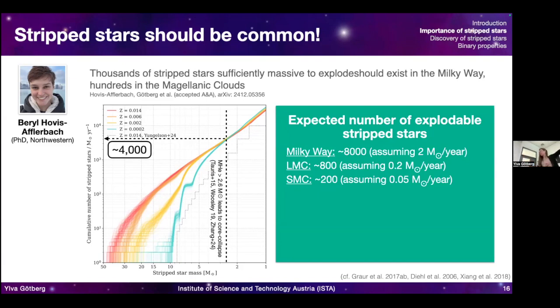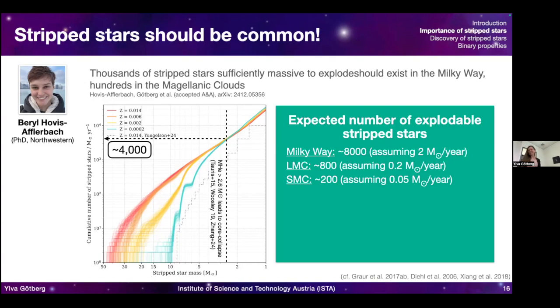So the Milky Way, with a star formation rate of 2 solar masses per year, we would expect there to be about 8,000 explodable stripped stars at this moment. And the LMC and SMC, Large and Small Magellanic Clouds, have several hundreds of these objects at this moment. That, of course, depends on what we think is the true star formation rate and star formation history, but it's an order of magnitude estimate.